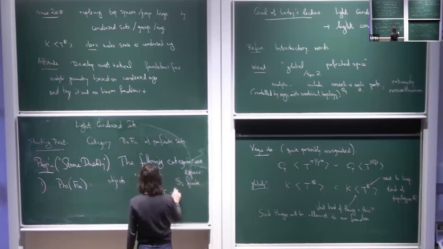If you have a profinite set that's countable, then it can also be written as a countable limit of finite sets. I mean, this wouldn't follow from this inequality, right?